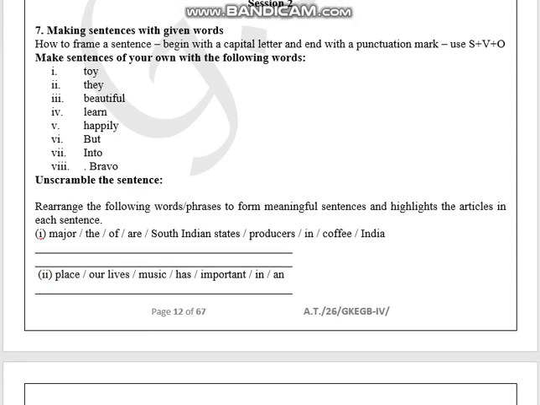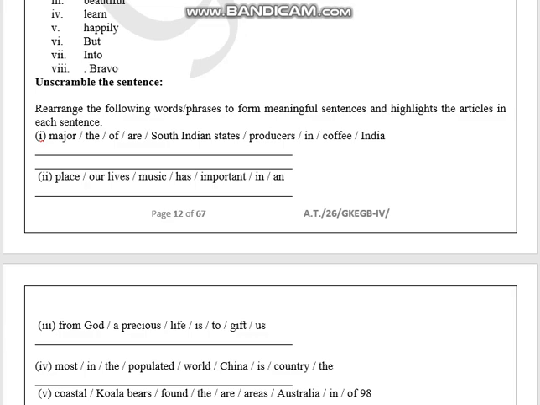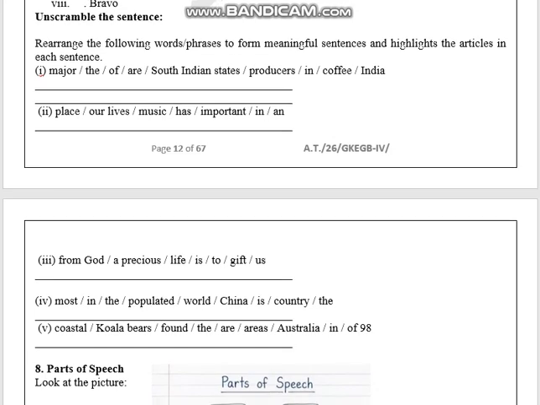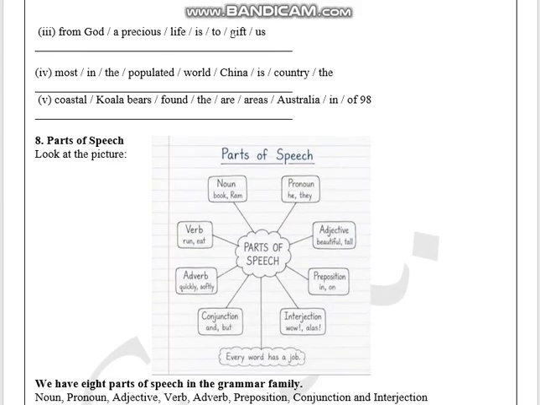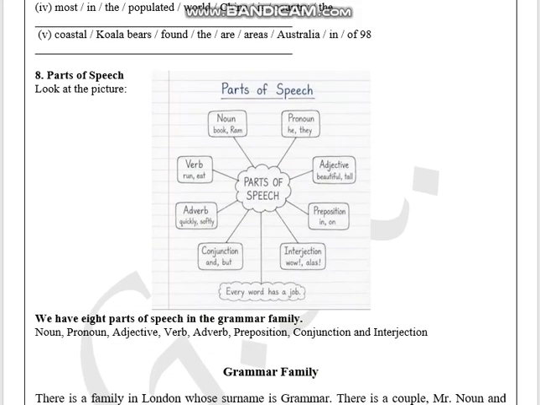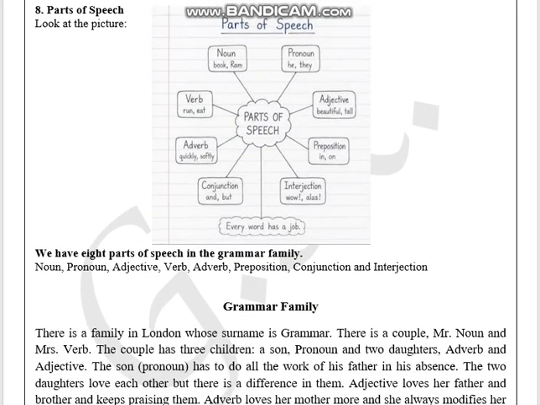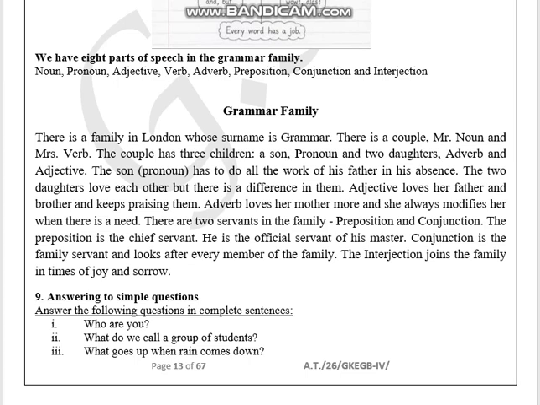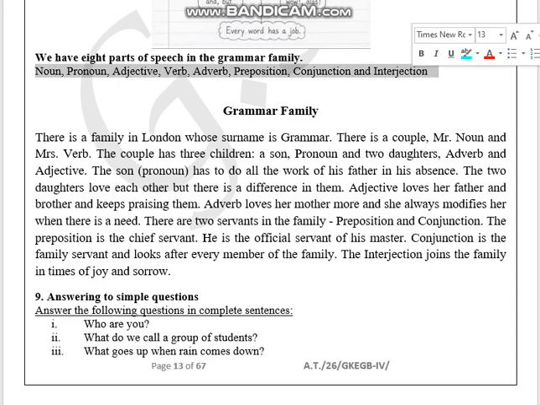And all these lessons are explained with different examples, shortcut methods, as well as explanation. Everything is given so that all children can understand what is discussed. The book is very important for the children. There is a grammar family to remember all these 8 parts of speech.